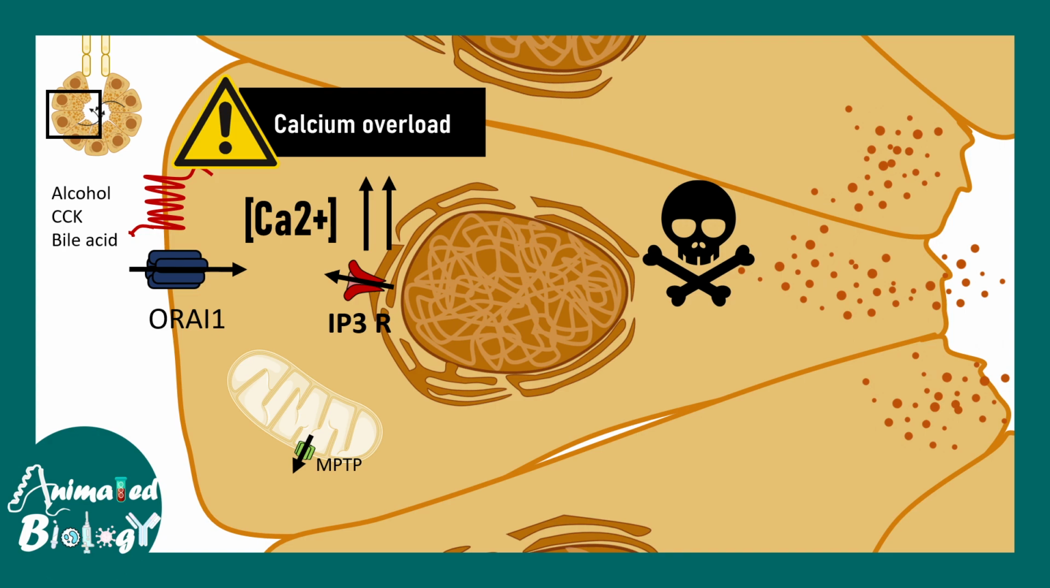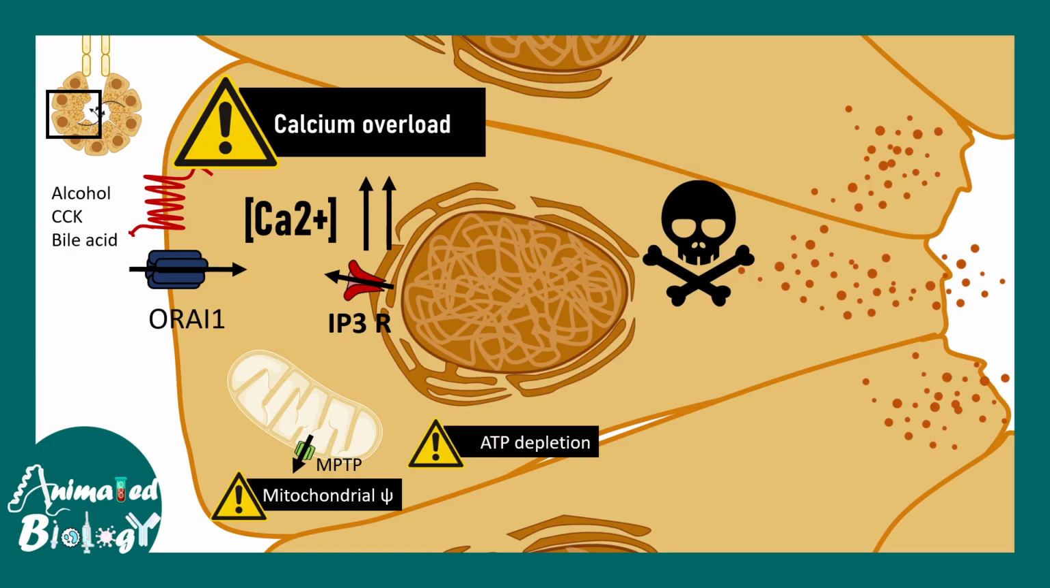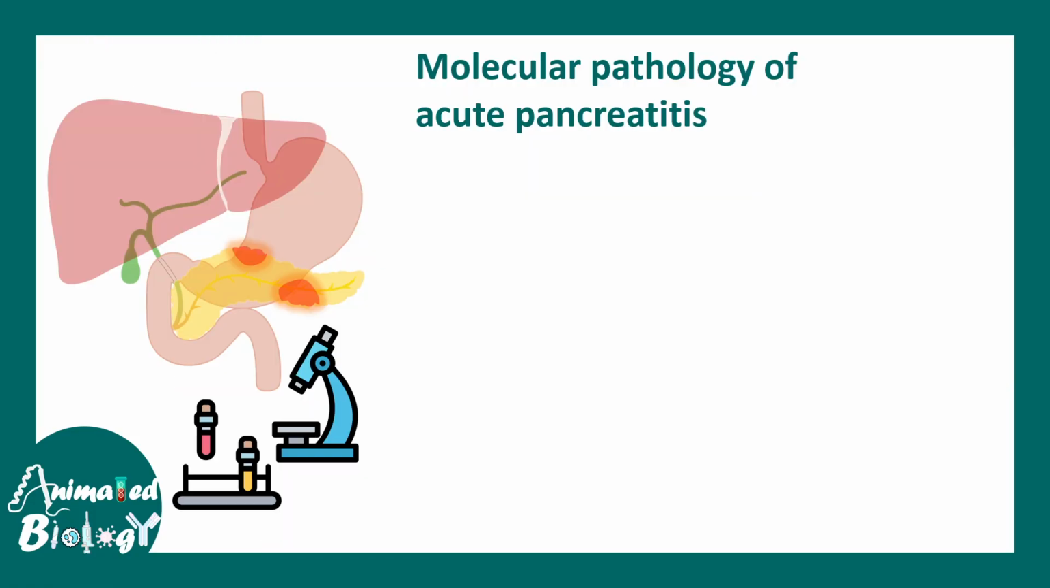Then this calcium overload can lead to the opening of mitochondrial transition pores that lead to change in the mitochondrial membrane potential. If the membrane potential is changed, ATP production is hampered, so ATP is depleted. All of these factors in combination lead to the necrosis or the death of the acinar cells. So the content of the acinar cells are released in the near vicinity, causing further problems.